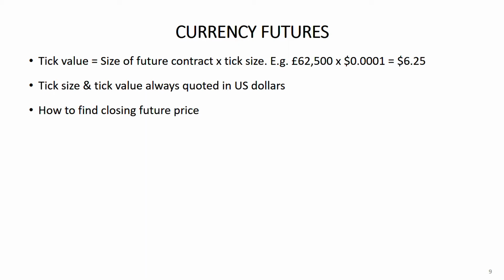Next, how to find the closing future price. This is the area you need to work on in futures. No worries, these are step-by-step processes. The first thing you need to do is find the basis risk. You need to start with basis risk for finding the closing future price. What is basis risk? Opening future price minus spot rate. That is your basis risk, right? Opening future price minus your spot rate.